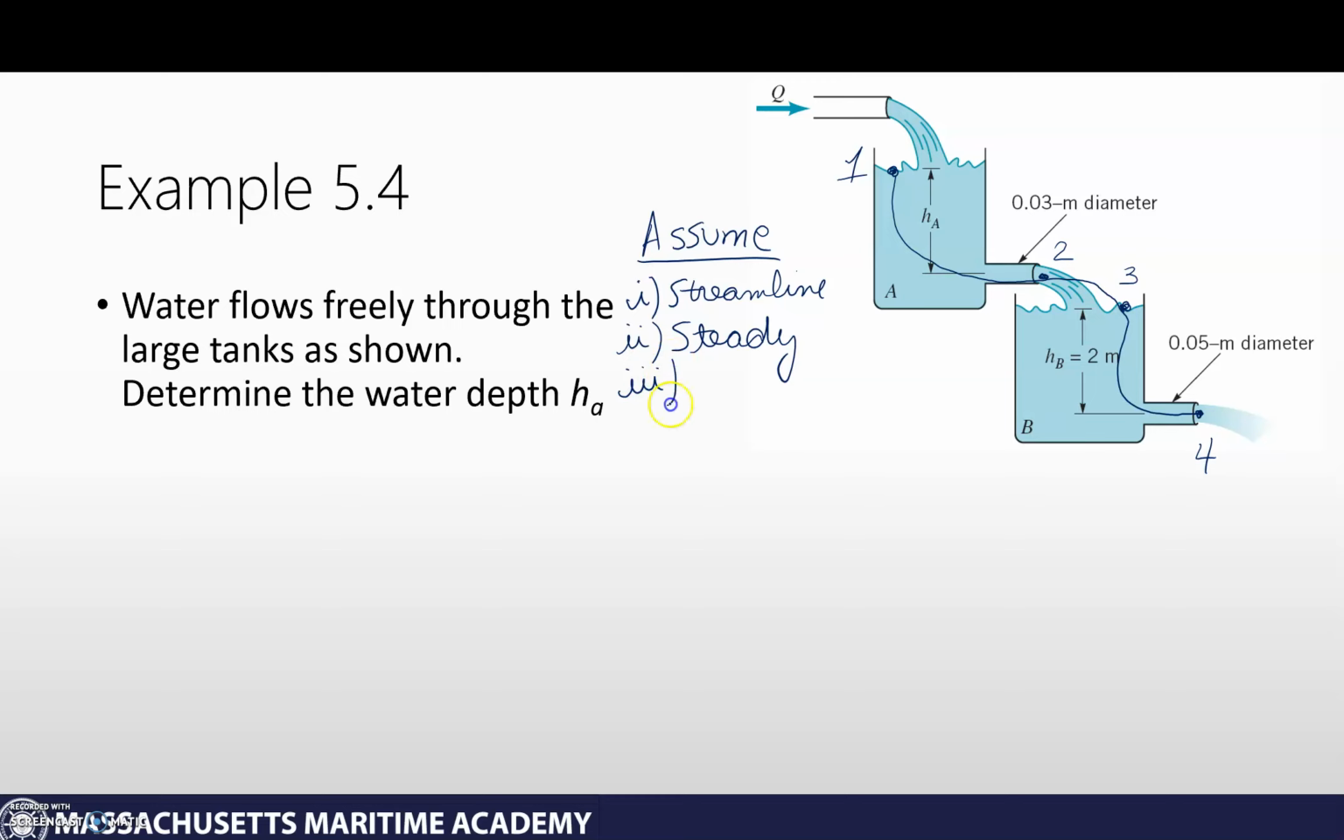We're going to assume an inviscid flow, so we're not going to worry about the friction in here. And with water flowing freely, it's incompressible, so we can just make that assumption that it's incompressible.